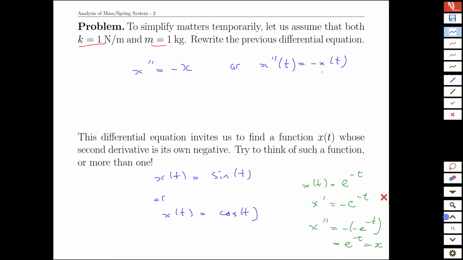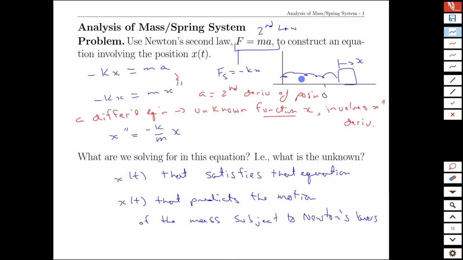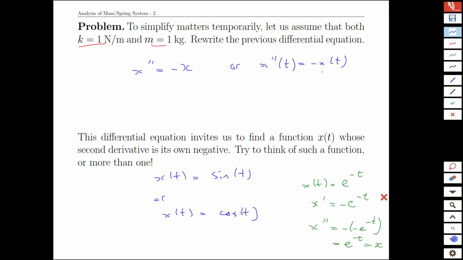Wait a minute. Again, think of the scenario. We're talking about oscillating masses. Well, of course, sine and cosine seem like perfectly normal things to describe a motion that repeats itself over time with some kind of period, and if there's no friction, some kind of constant amplitude oscillation. So we shouldn't be shocked that we're getting sines and cosines out of this.